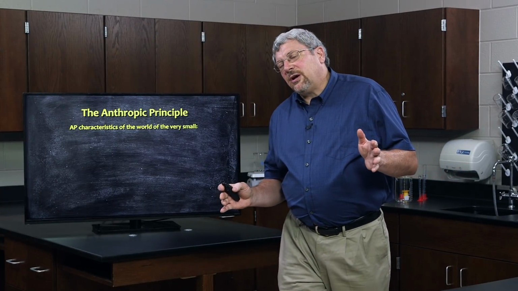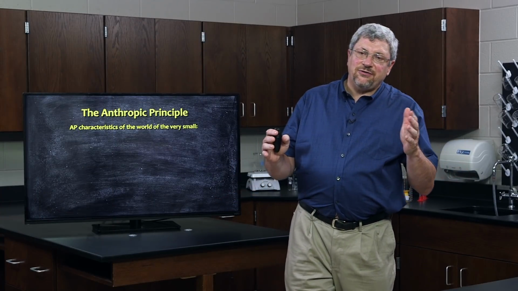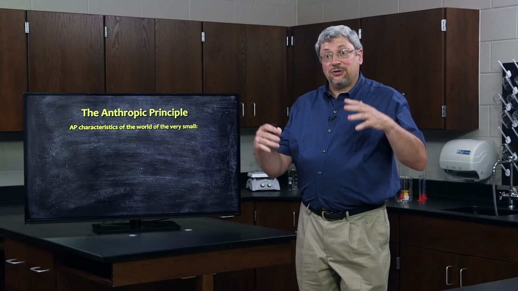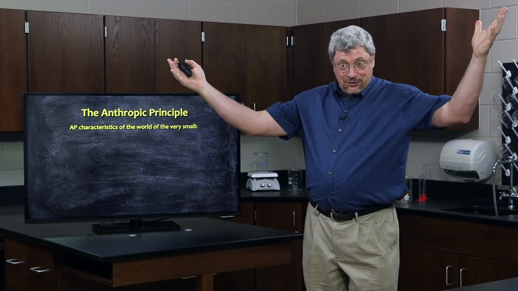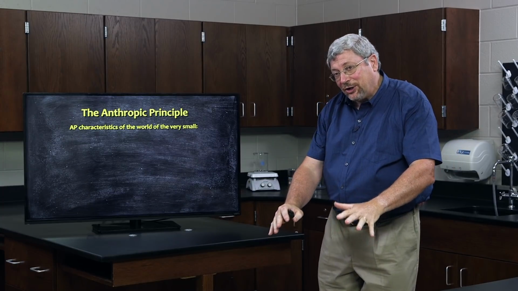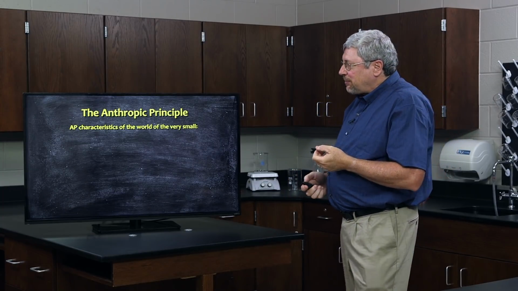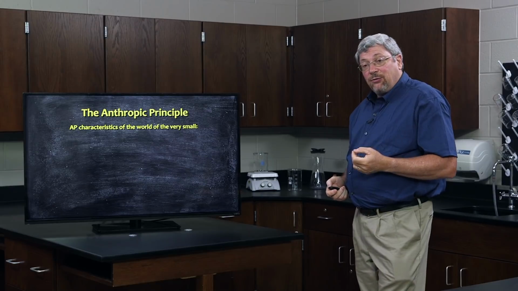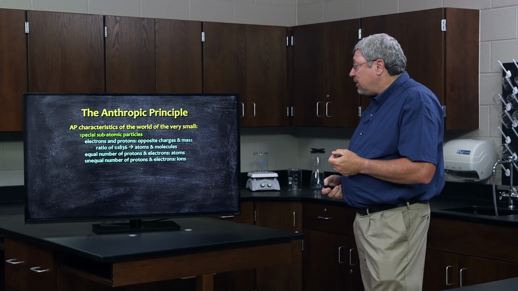We've examined the anthropic principle evidences of the rather large, from the Earth to the solar system to the galaxy to the universe. Now we're going to reverse direction and go down to the very small and look at the anthropic principle characteristics of that world. The size of the atom or smaller.